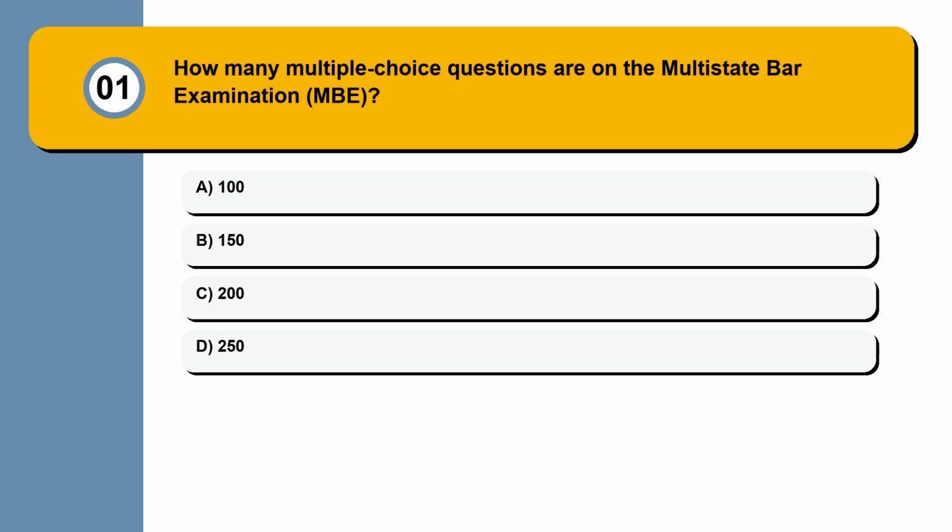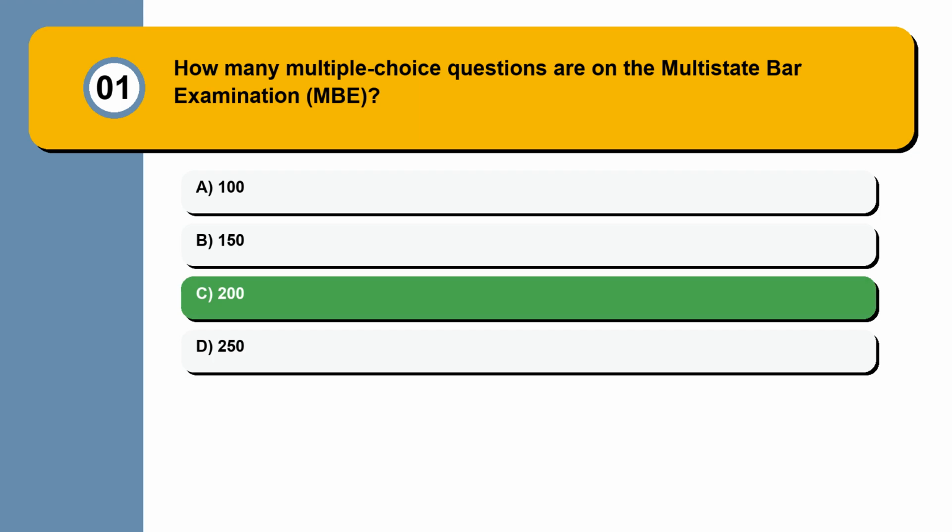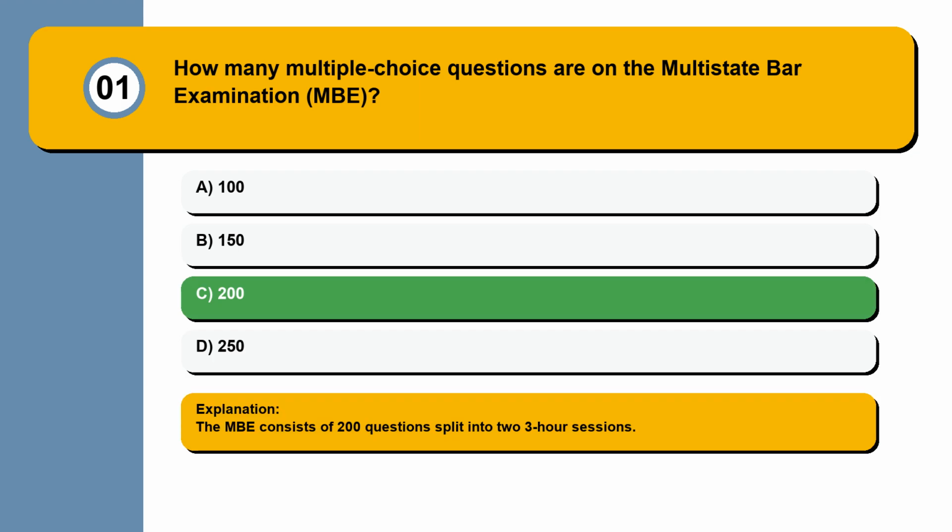Question 1. How many multiple choice questions are on the Multistate Bar Examination, MBE? 100, 150, 200, 250. The MBE consists of 200 questions split into two 3-hour sessions.